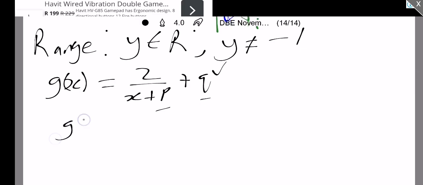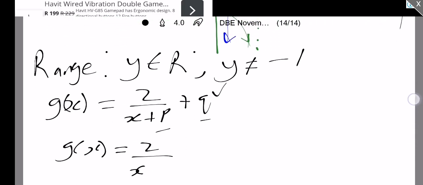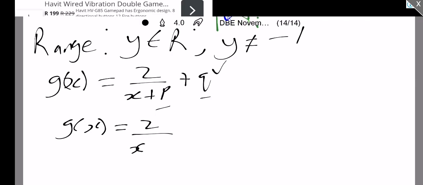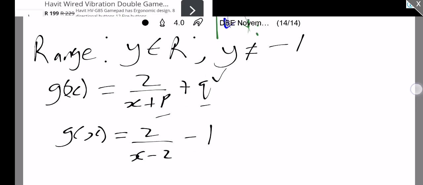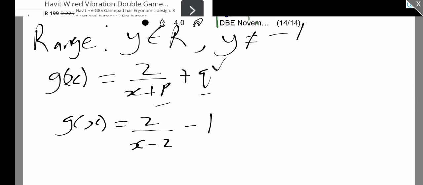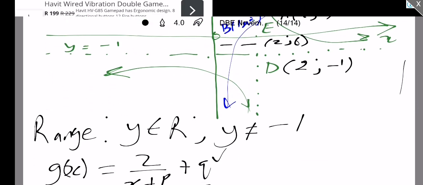Now g of x equals 2 over x minus 2, then minus 1, where the value of P is 2 and the value of Q is -1. Now how did I get to -2 since the horizontal asymptote is 2?